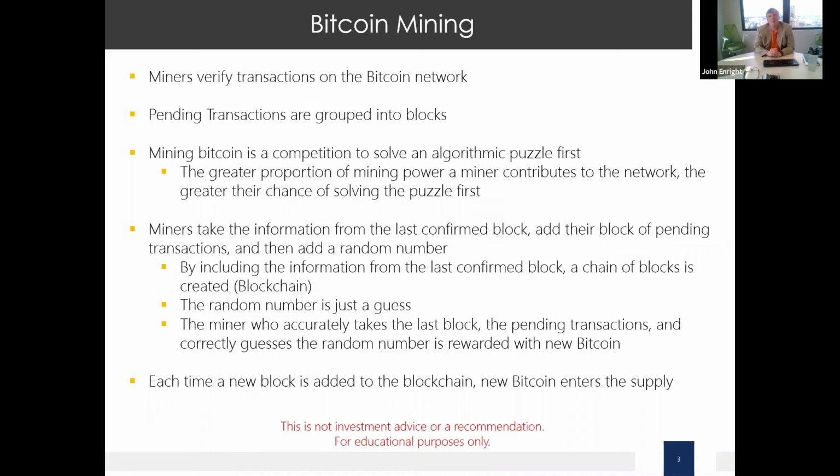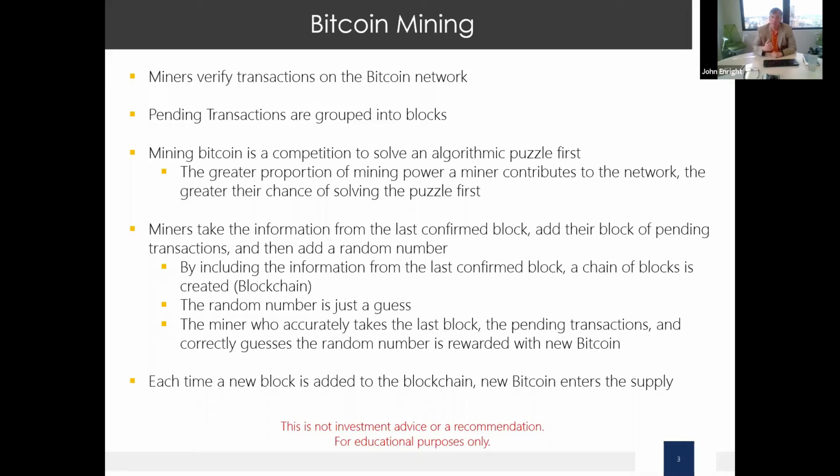Bitcoin mining. Miners verify transactions on the Bitcoin network, and pending transactions are grouped into blocks. Mining Bitcoin is a competition to actually solve an algorithmic puzzle first. And the greater proportion of mining power a miner contributes to the network, the greater their chances of being able to solve that puzzle first. Miners take the information from the last confirmed block and their block of pending transactions, and then add a random number to it. By including the information from the last confirmed block, a chain of blocks is created.